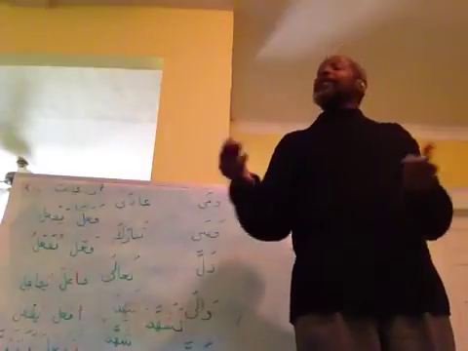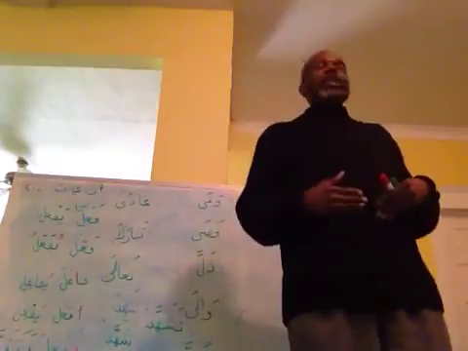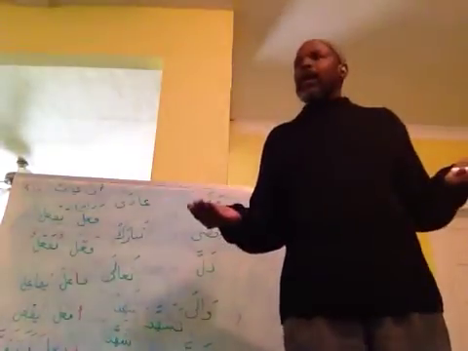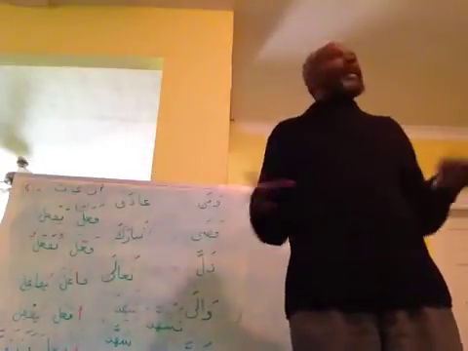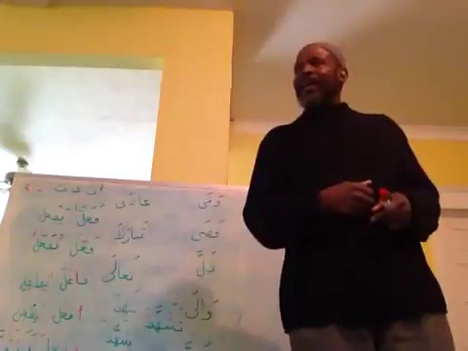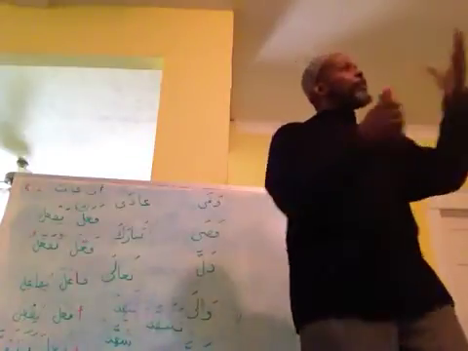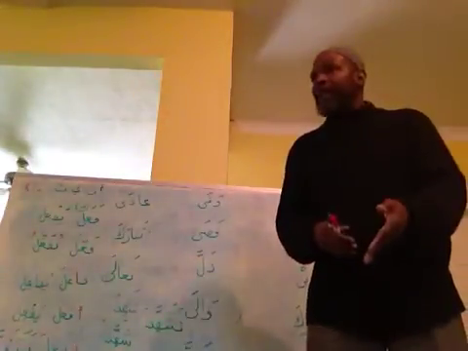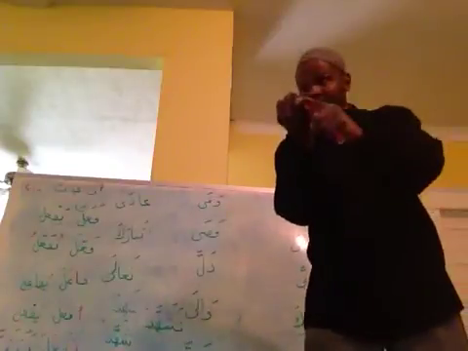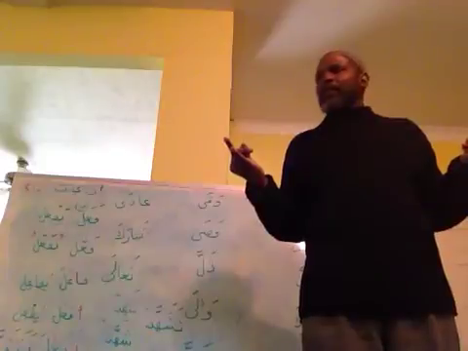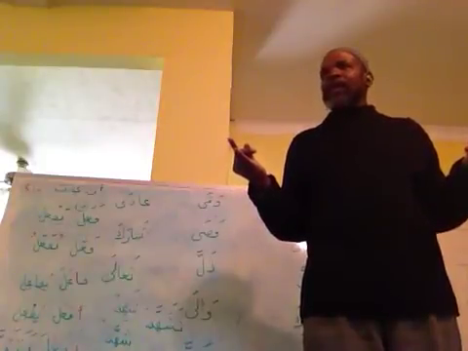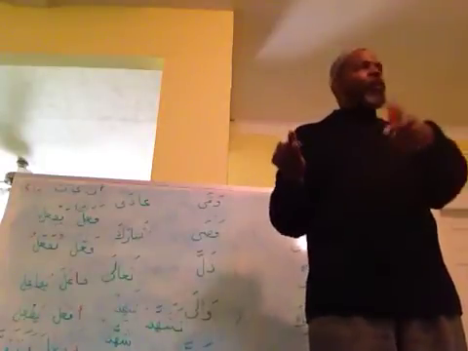Katabtu, I'm first person now. Katabtu, mabni on what? Sukun. Katabna, mabni ala sukun. So the past tense verb is always mabni. It's either going to be mabni on fatha or sukun. That's it. You knew that, but you just didn't know that you knew. So I wrote, we wrote.